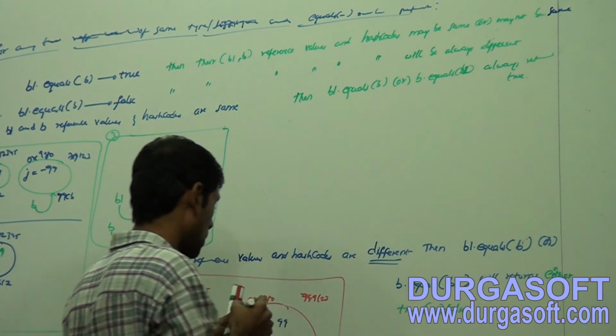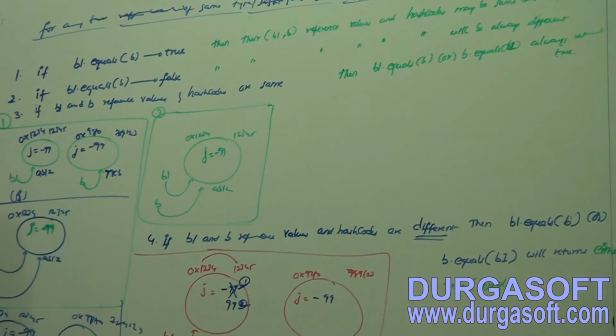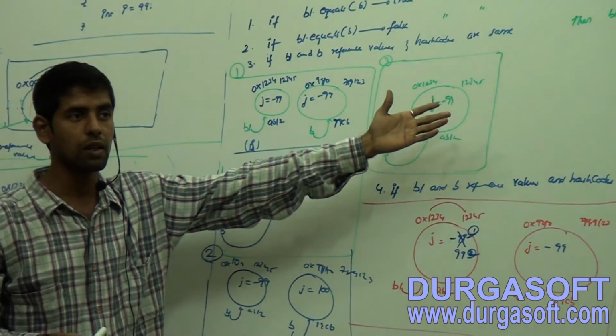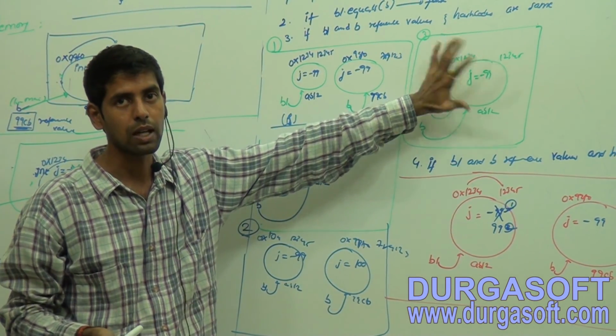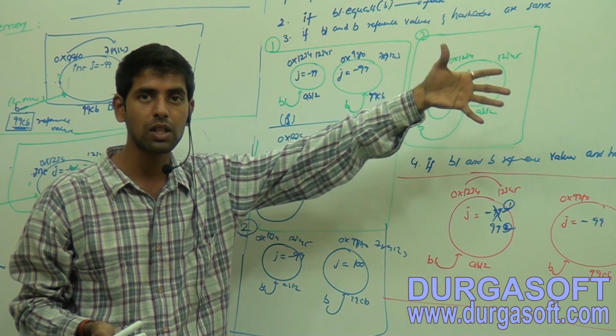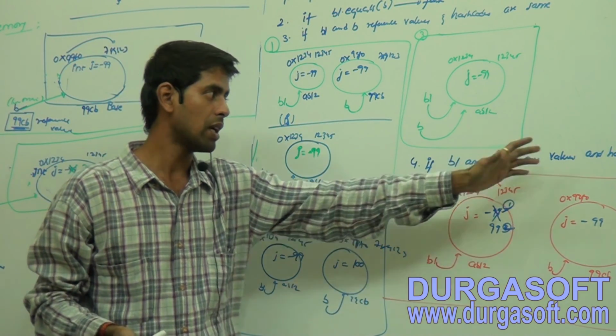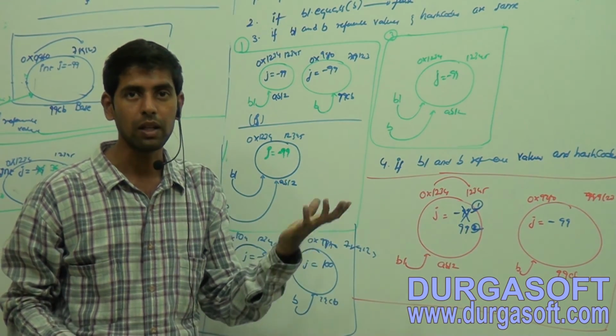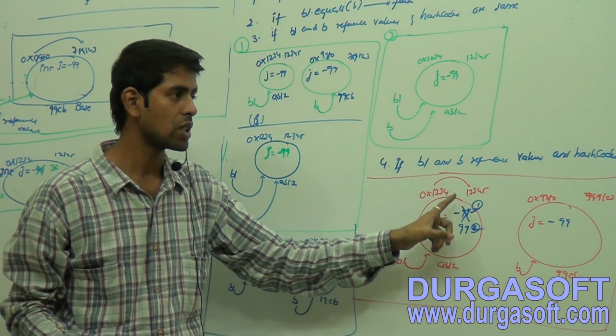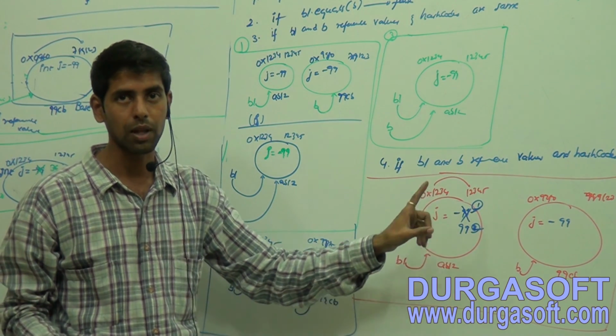Now if their reference values and hash codes are the same, what's the meaning? For this pictorial representation, the equals method always returns true. And if they are different, we don't know whether it may return true or false. These are the two scenarios to be considered by us.